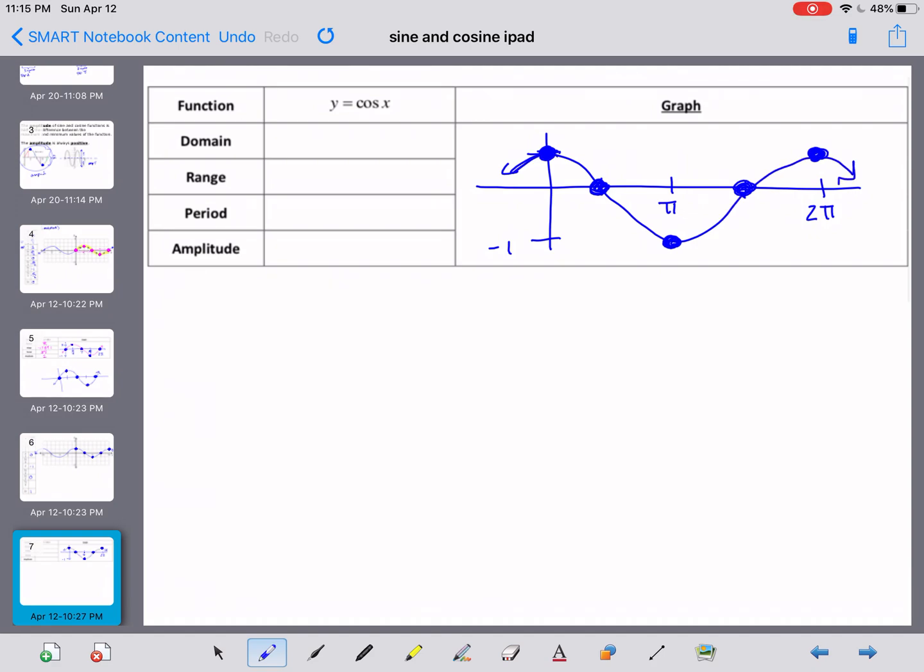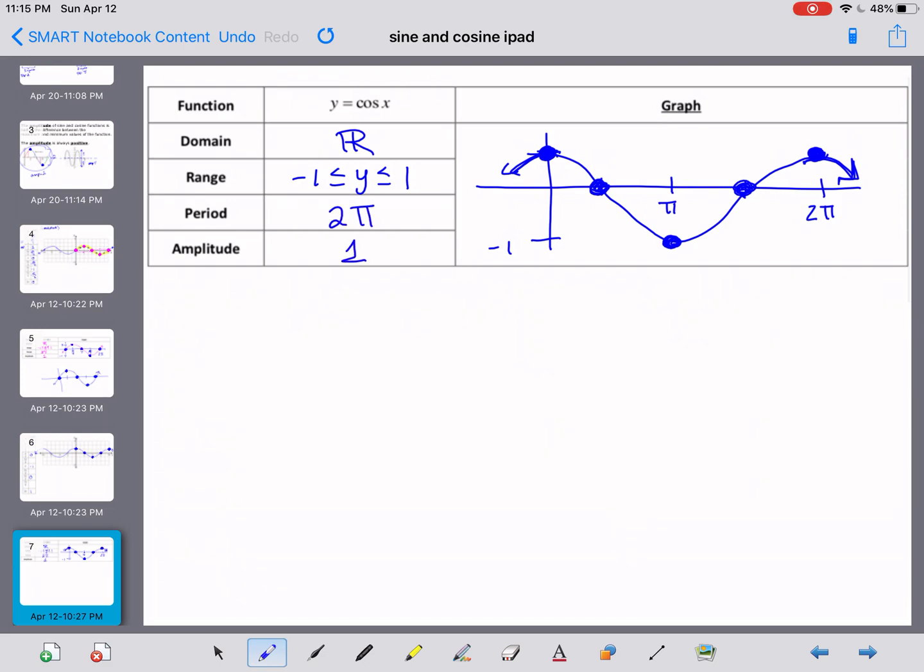Notice that on the ends here it curves down because that's where it would be going next. Our maximum points are 1. Don't make it go up, it's a big mistake. All right, so domain here is all real numbers. The range is -1 to 1. The period is 2 pi. And the amplitude is 1.